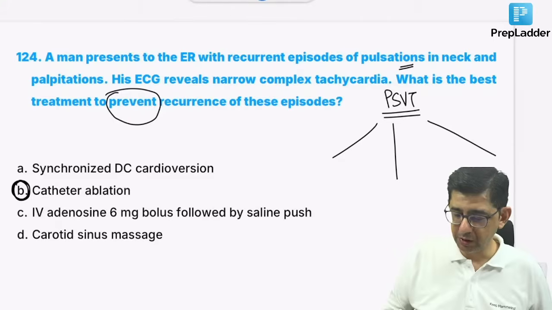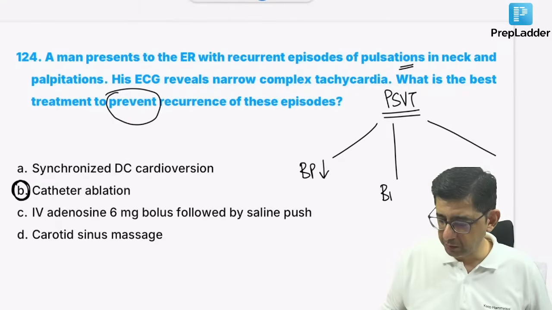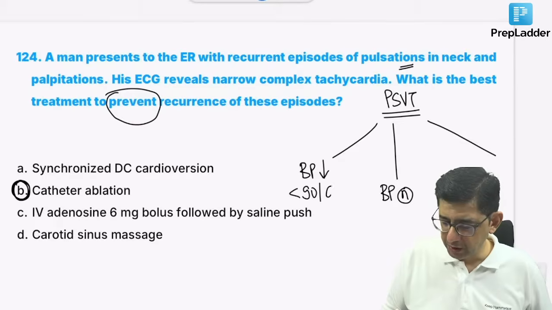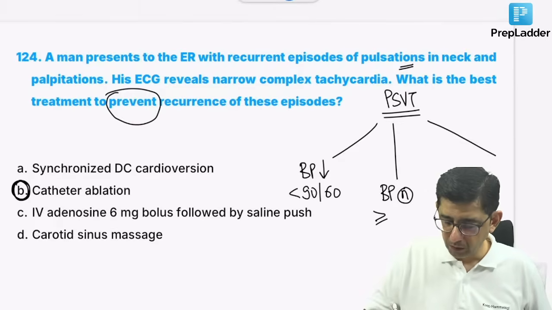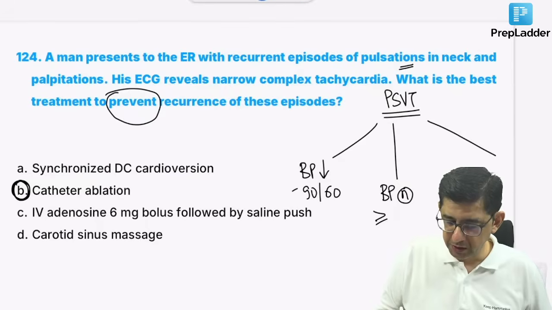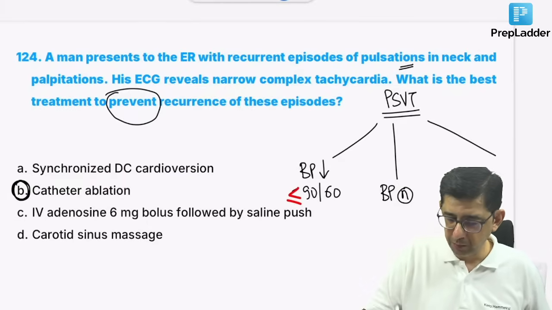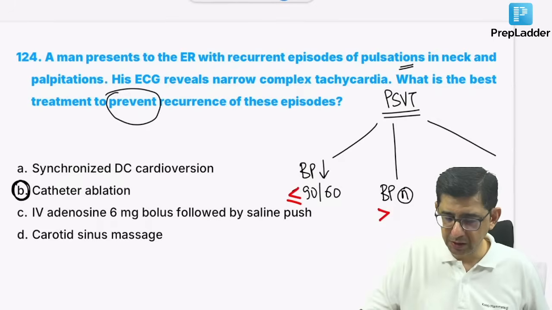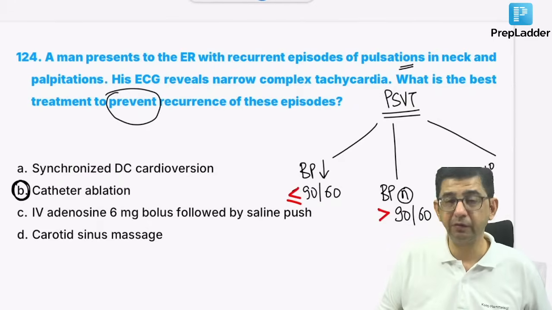For solving this question, I want to bring to your attention that all questions of PSVT will have three possibilities. What I mean by BP crashing is BP less than or equal to 90/60. Just take care of the mathematical values here. If the BP is given to be more than 90/60, then the answer will change. And the third aspect is prevention.